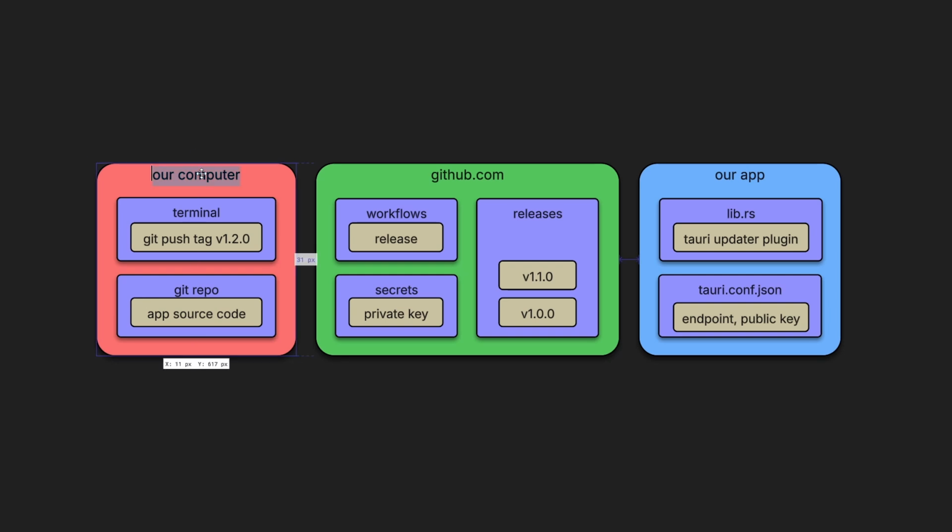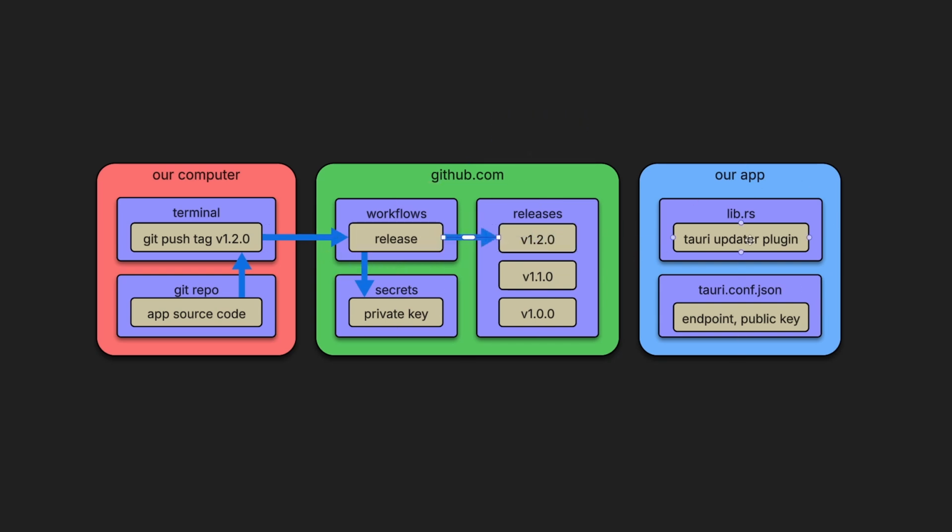So here we've got our computer, github.com, and our app. Our computer has our Git repo on it with our source code. And from a terminal, if we run git push tag, that triggers a workflow on GitHub. And that workflow creates our installer, signs it with a private key that we'll configure as a GitHub secret, and then publishes that as a new release.